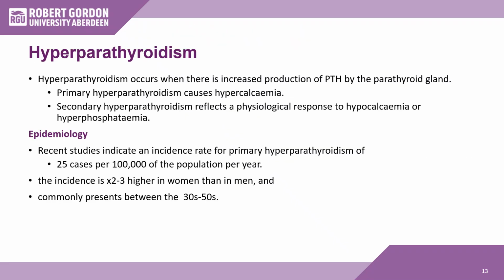Okay. So next we'll delve into hyperparathyroidism, and this occurs when there's an increased production of the parathyroid hormone by the parathyroid gland. It can either be primary or secondary. In recent years, some studies have indicated that primary hyperparathyroidism occurs in around 25 cases per 100,000 of the population per year, and the incidence is almost 3 times more in women than in men, occurring in mid-30s to 50s.